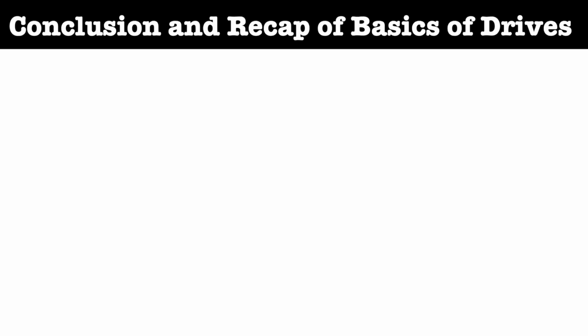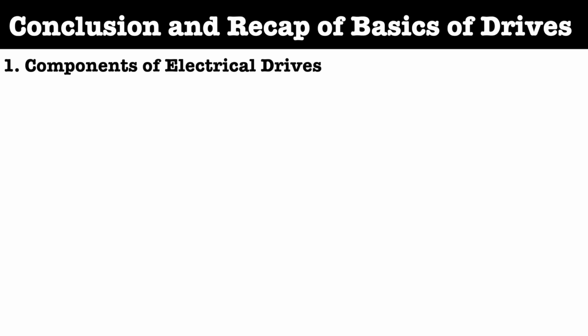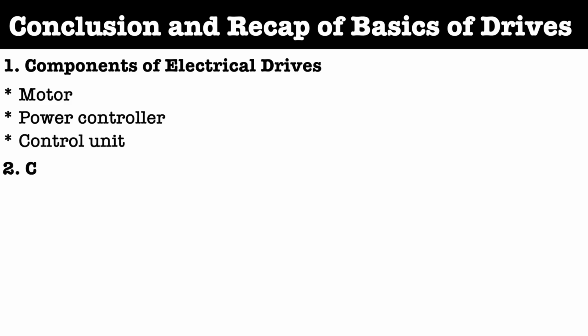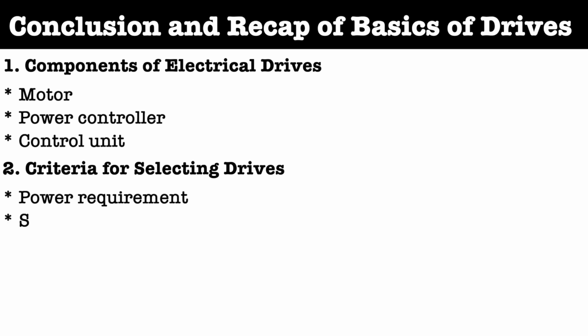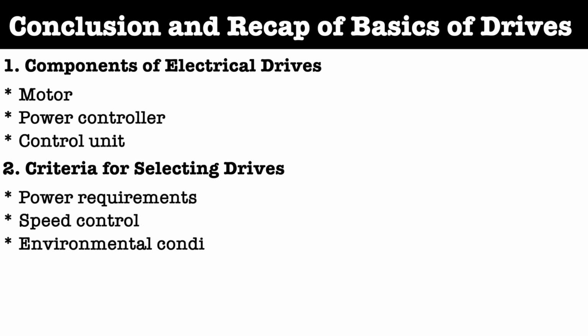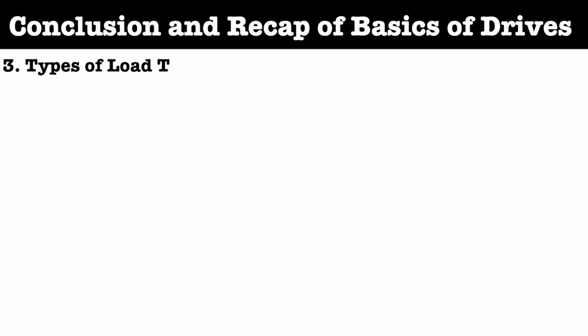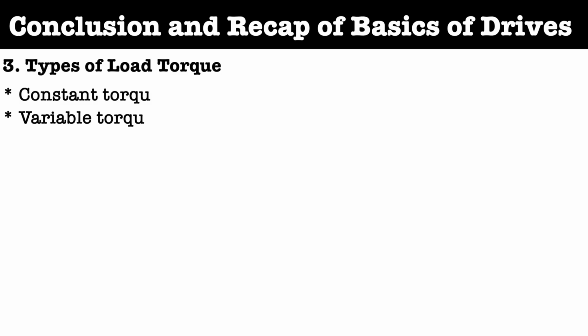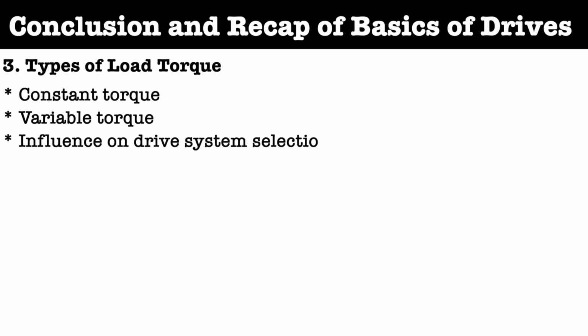So, till now we discussed the essential components of electrical drives including the motor, power controller and the control unit. We explored the criteria involved in selecting drives for specific applications, emphasizing the various factors like power requirements, speed control, environmental conditions and efficiency demands. Understanding different types of load torque such as constant and variable torque was also highlighted, illustrating how they influence the choice of the drive system.